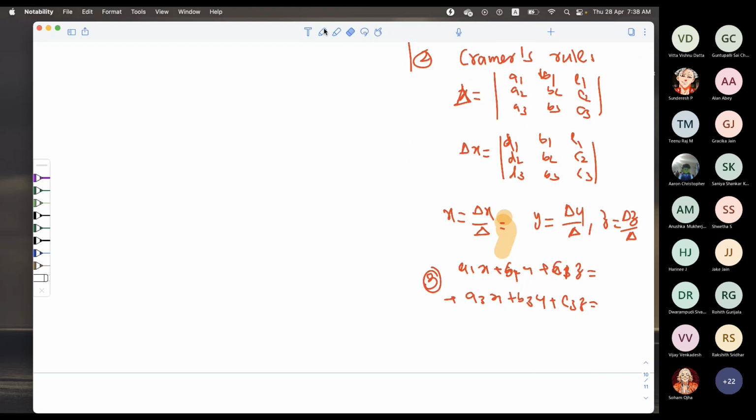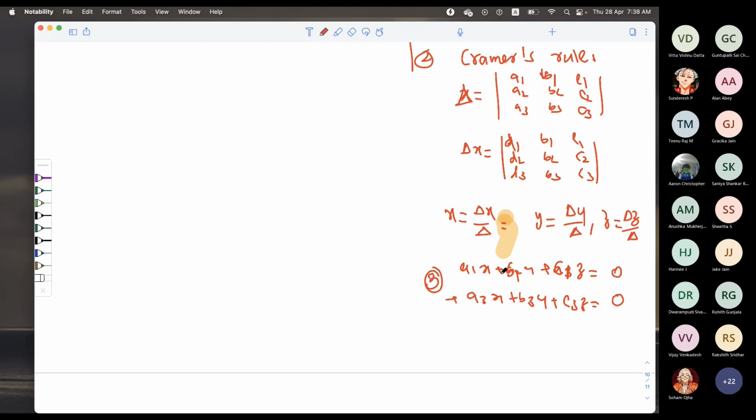Suppose I write 0 and 0 for the homogeneous system. Now the coefficients I am just directly writing twice: a1, b1, c1, and then a3, b3, c3, twice. Now eliminate the first and last coefficients. Then x is nothing but the multiplication of these things.